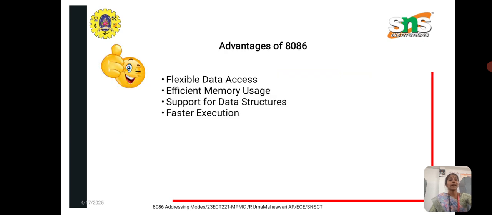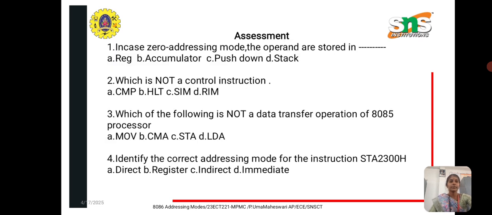The next one is the advantages of 8086. Here it has flexible data access. Why are we specifically going for this 8086 addressing mode? It has flexible data access. We can access the data flexibly, memory usage is efficient, it supports data structures, and it has faster execution.